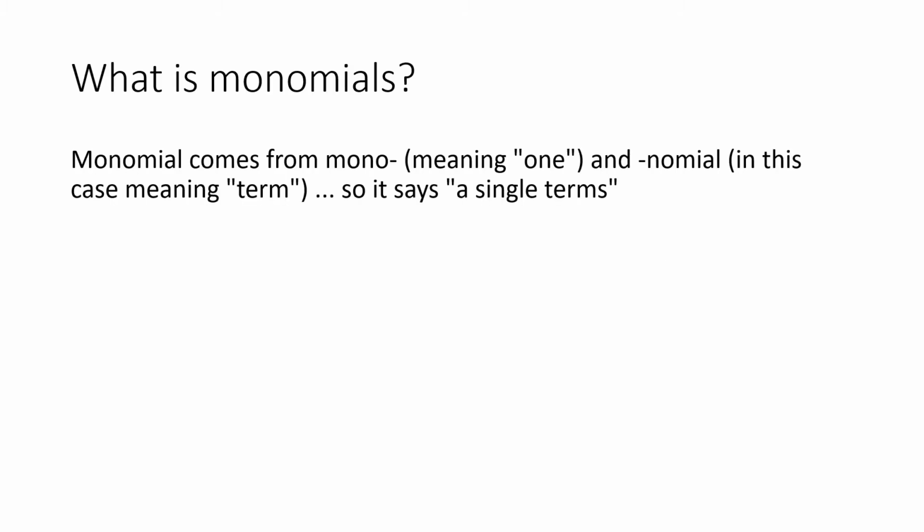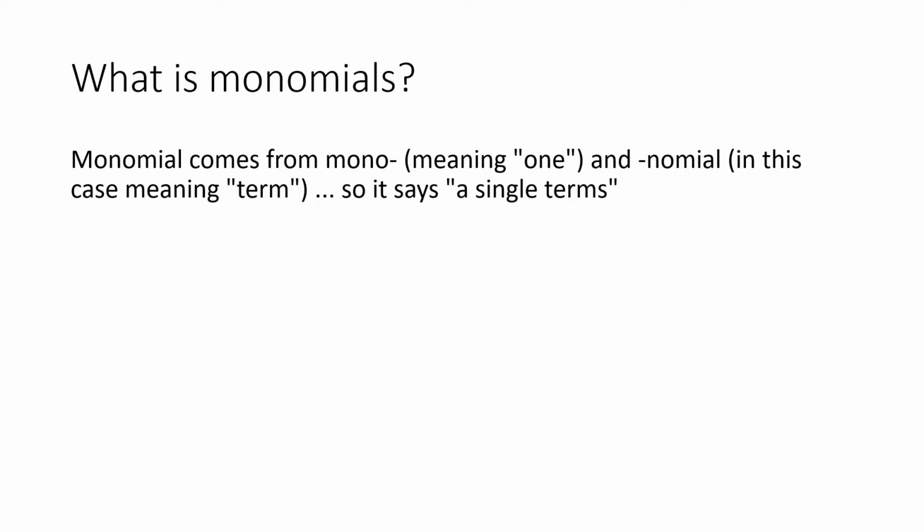So, first of all, what is a monomial? Well, monomial comes from the word mono, meaning one, and the word nomial, meaning term. So, in this case, monomial means a single term, no S, term. So, now we know what the monomial means. However, how do we make monomials?